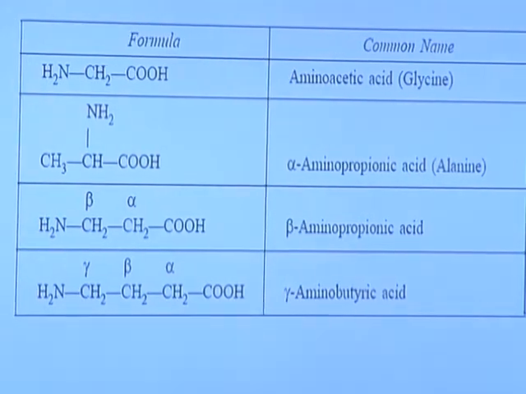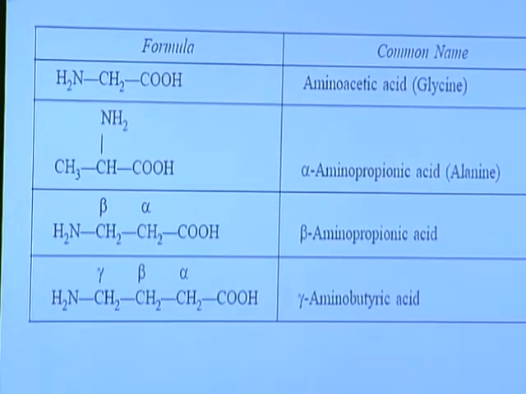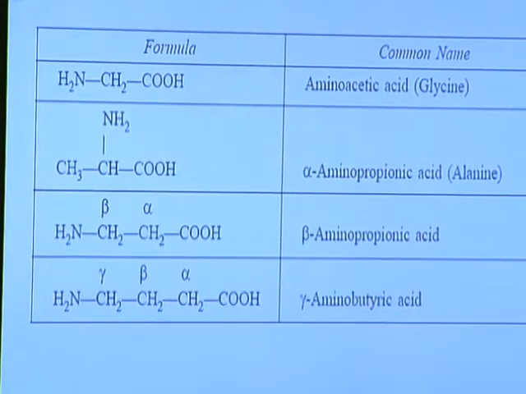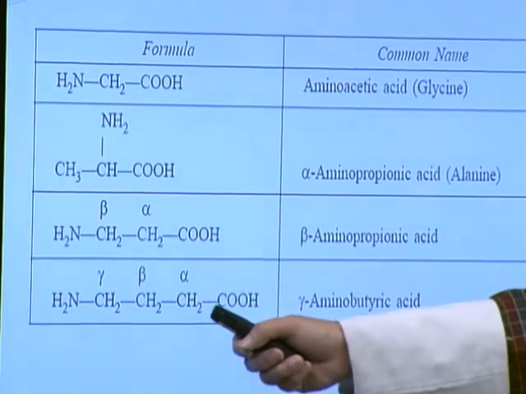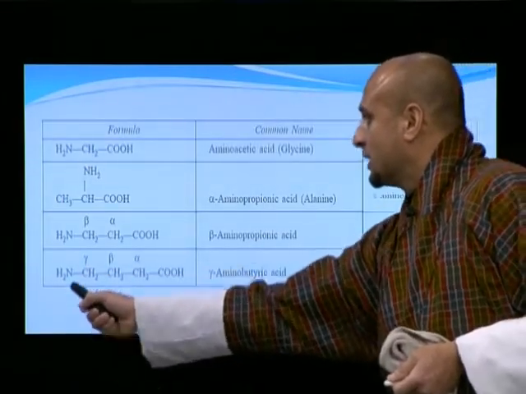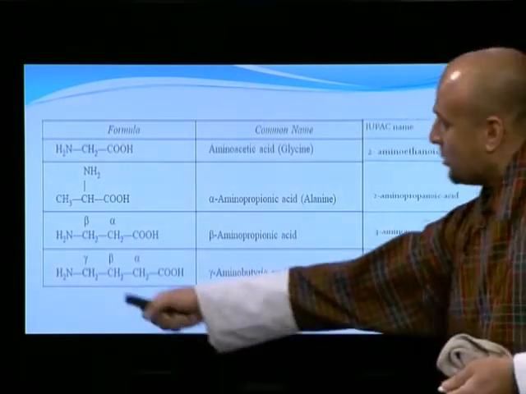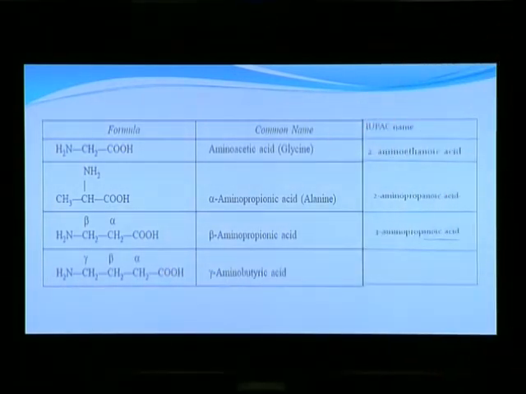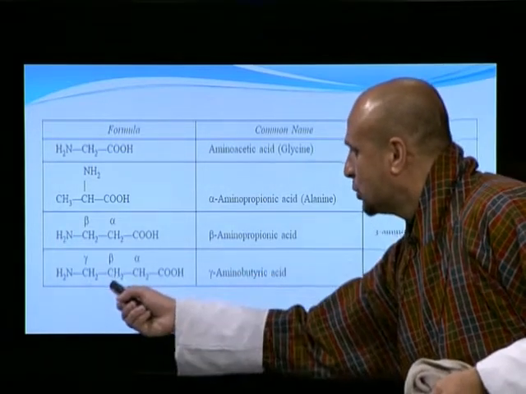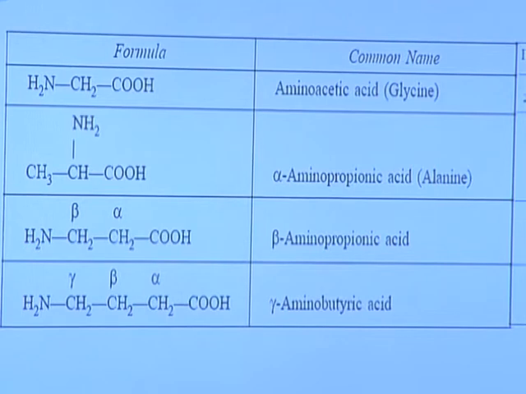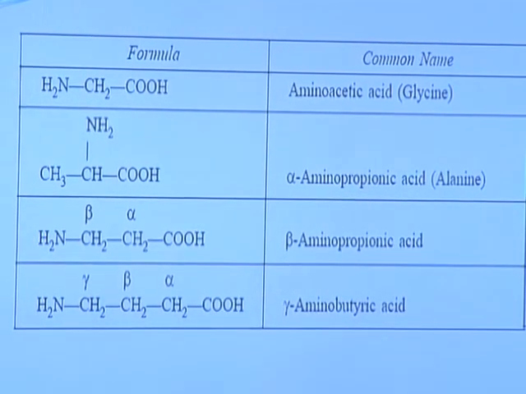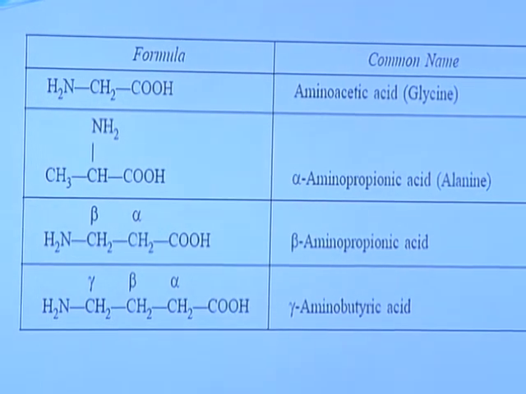Now let's look at the last question. 1, 2, 3, 4. So we know that this is alpha because it is directly attached to the functional group. This is beta because it is alternate. Then this is gamma. So here you can see the amino group is attached to the gamma carbon. Therefore it is known as gamma amino butyric acid, with 1, 2, 3, 4 carbons.